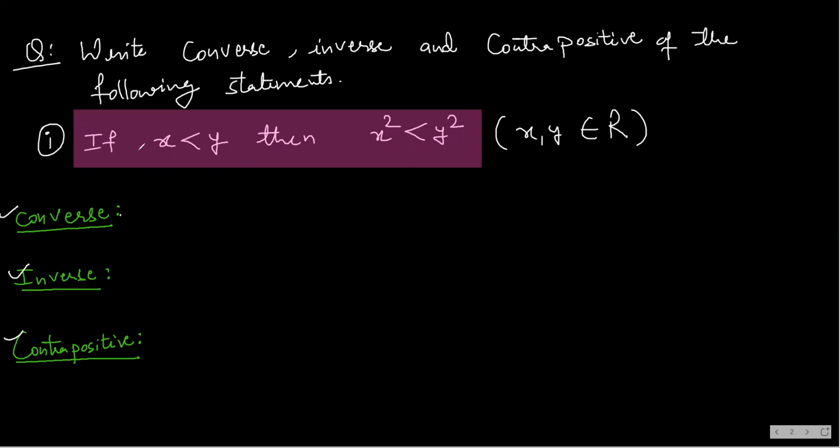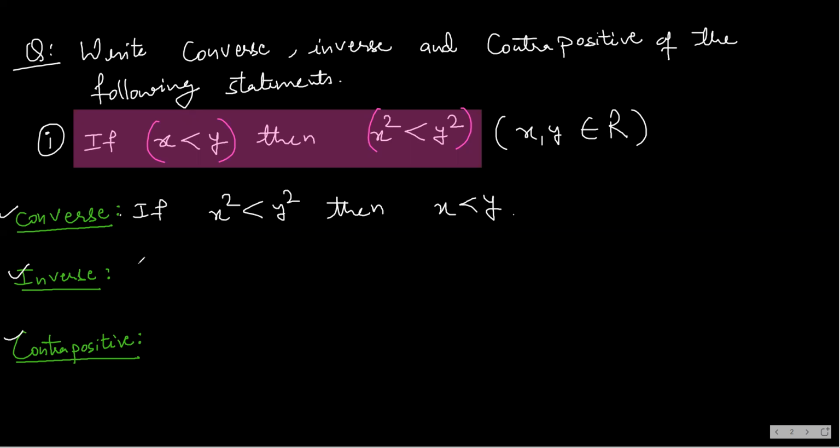So here the given implication statement is if x less than y, then x square lesser than y square, where x, y are real. So here I'll write, it is if P then Q. I know the converse is if Q then P. The hypothesis and the conclusion, they change their role. So what will this become? The converse will be if x square lesser than y square, then x less than y.